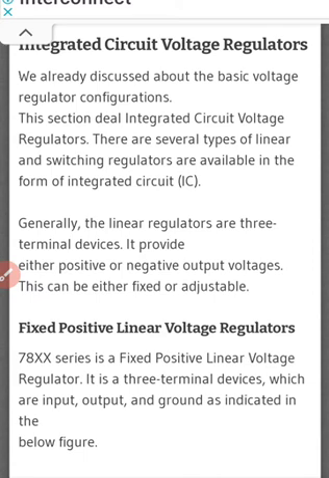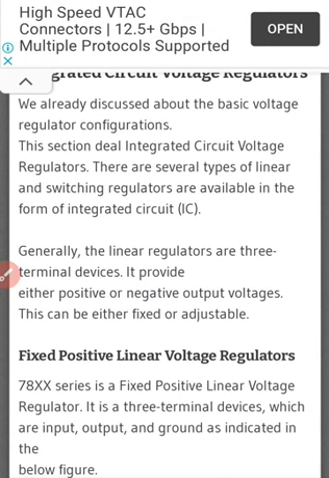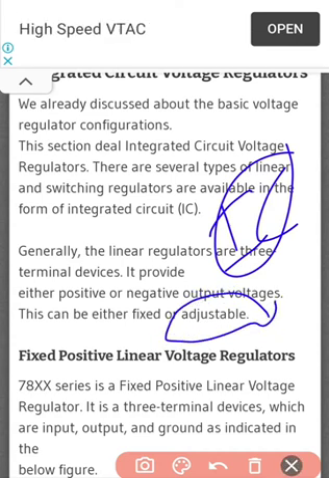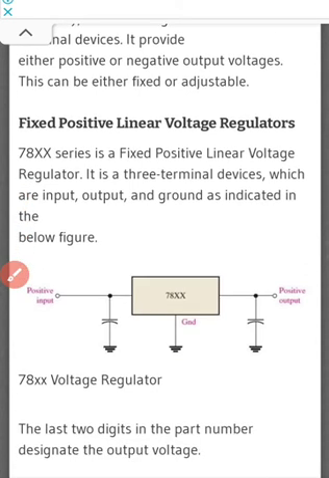The linear regulators are three terminal devices which provide the output, the input, and the other terminal, which can be grounded. They provide either positive or negative output voltage, which can be either fixed or adjustable. Fixed, if the IC is taken with a fixed value; if it is not fixed, then a rheostat can be used so that it is adjustable. The first is our fixed positive linear voltage regulator.